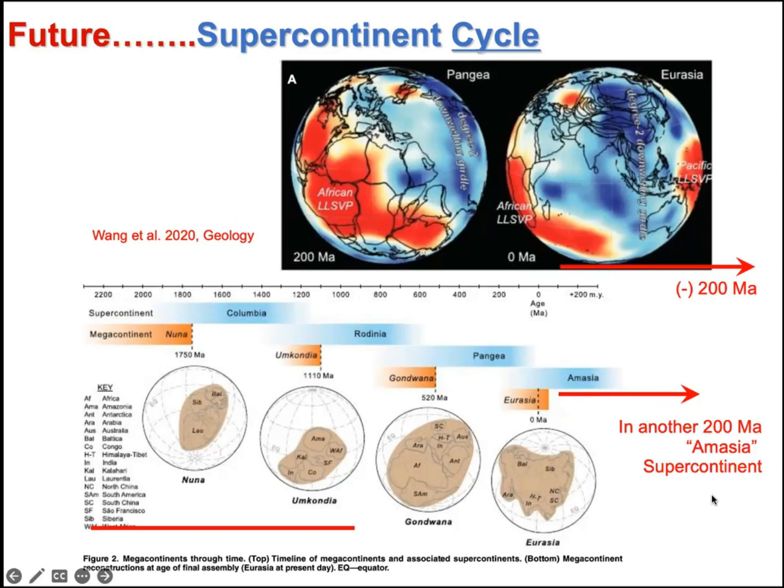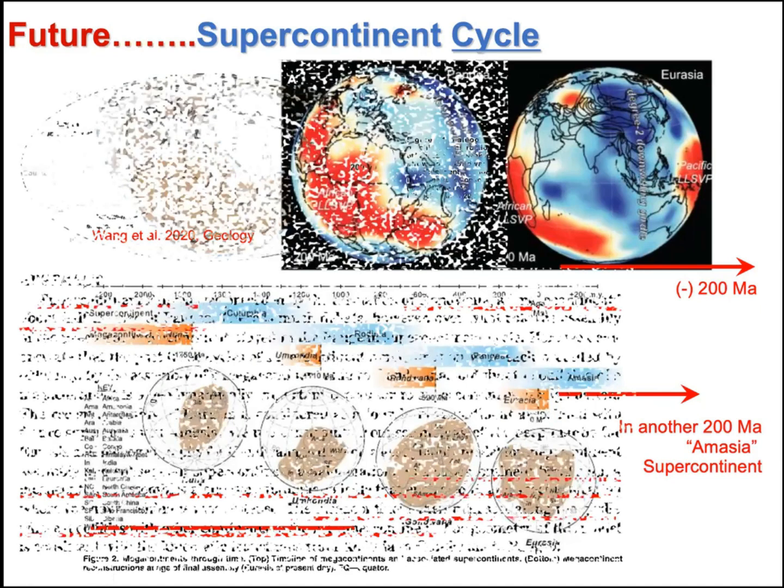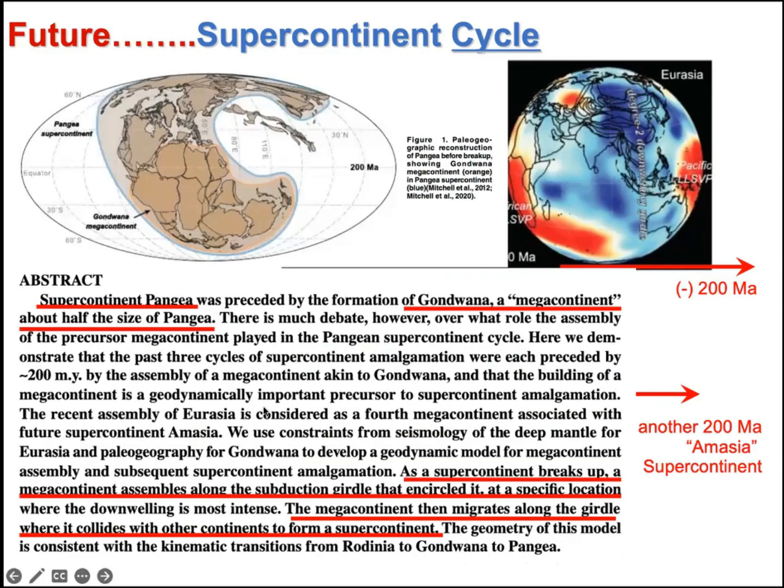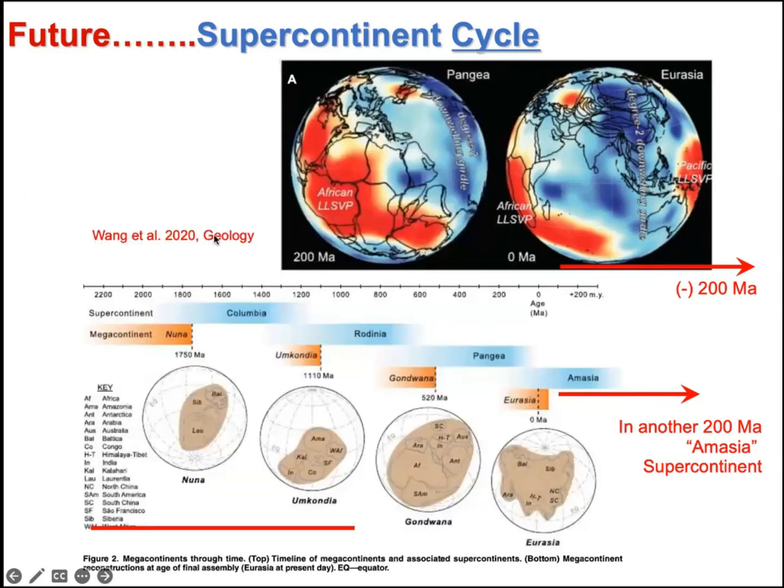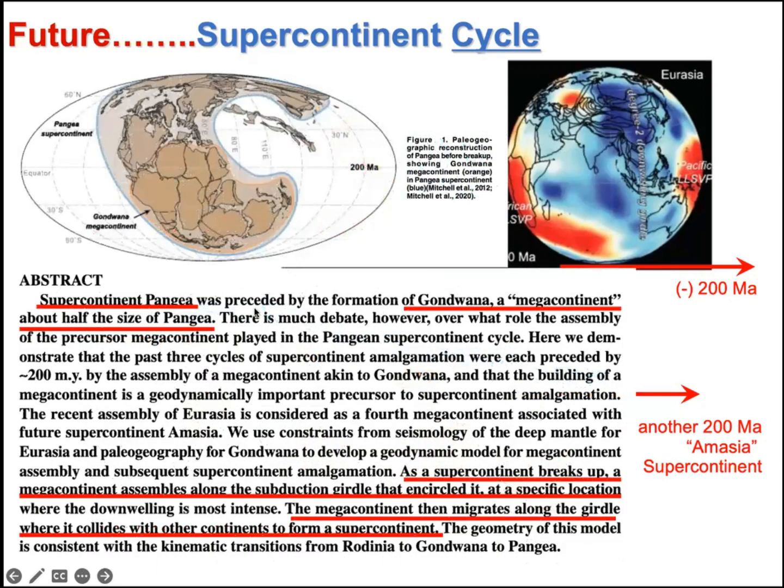With this, my explanation is ending, but I want to finish by giving you one important fact about this mega continent, according to the latest paper, Wang et al. 2020. The supercontinent Pangaea was preceded by the formation of Gondwana, a mega continent about half the size of Pangaea. That's why they call it a mega continent, right? It's half the size of Pangaea.